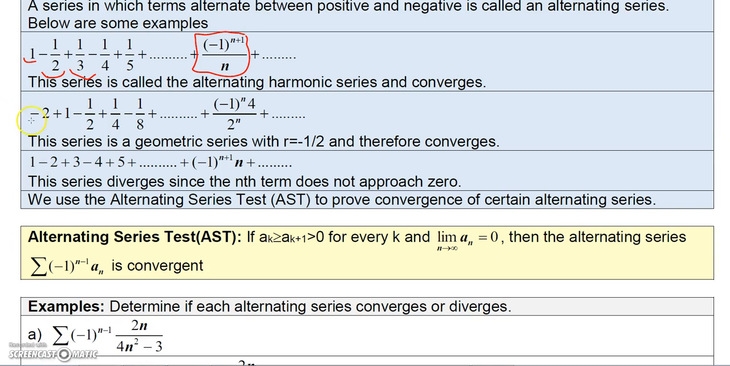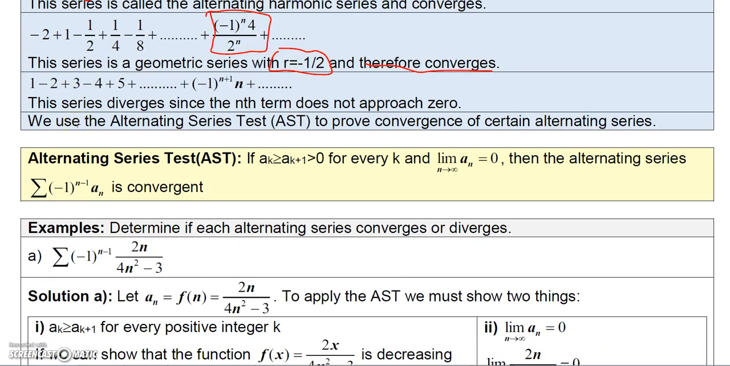Now the next one is negative 2 plus 1 minus a half plus a fourth minus an eighth, and so on. And its nth term would be (-1)^n times 4 divided by 2^n. Well, this series is a geometric series with r equal negative a half, and since the absolute value of r is less than 1, this series converges from what we learned about geometric series.